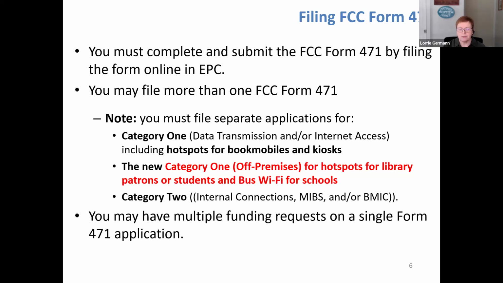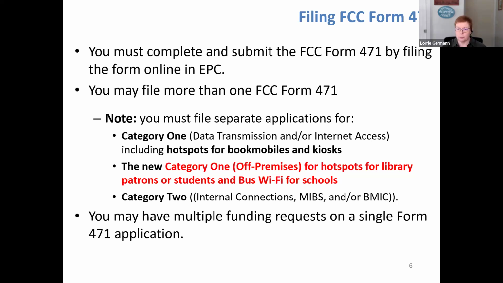Now, with the 471, you can file multiple applications. Just know that if you're going to apply for what we call Category 1, and we'll talk about the change to the form here, our traditional Category 1, that's data transmission and internet access. That includes if you're asking for a hotspot, say for a bookmobile or a kiosk, all of that fits under our traditional Category 1. But for this upcoming funding year, the FCC has added a new category. They're calling it Category 1 off premise. I'm referring to it almost as a Category 3. So if you are going to apply for hotspots for patrons, you're going to have to request that under this new Category 1 off premise option.